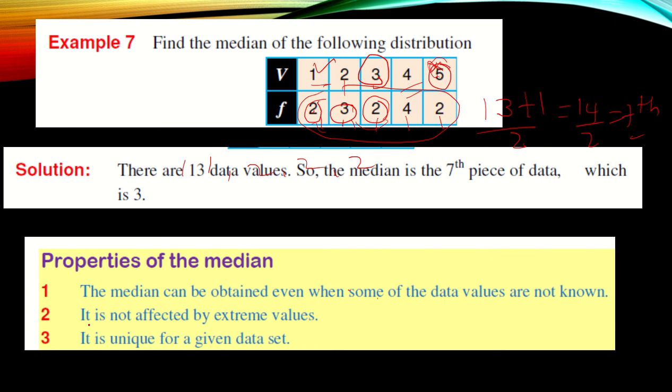The second property: median is not affected by extreme values. A high score or low score doesn't matter in the case of median. Still, median means the middle term. And the third one, median is unique. A given data cannot have 2 or 3 medians. So this is all about median.